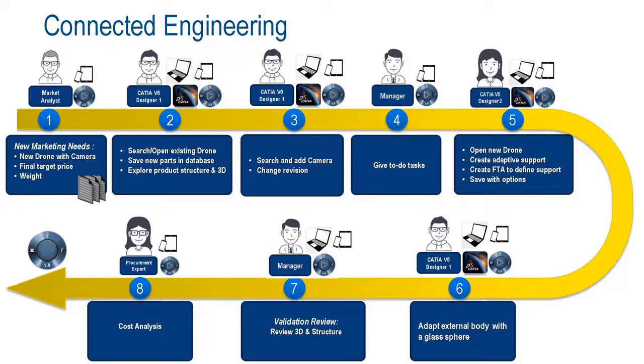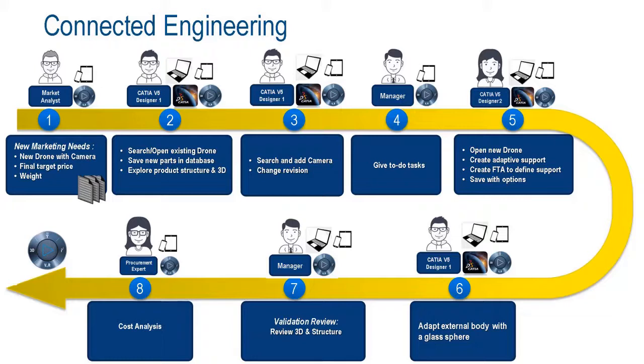In step 3, the designer adds the camera and creates a new revision of the product. In step 4, a manager reviews the revision and creates the detailed design request. In step 5, a second CATIA V5 designer opens up the new project and creates the part to connect the camera to the original drone model and saves it inside the platform. In step 6, we go back to the first CATIA V5 designer. He modifies the body of the drone and adds a protective glass sphere to the design.